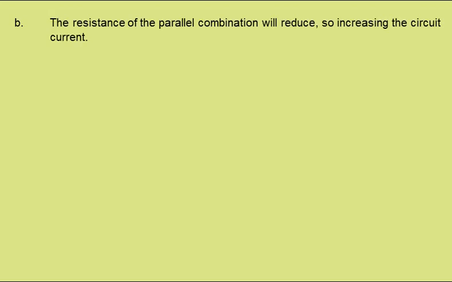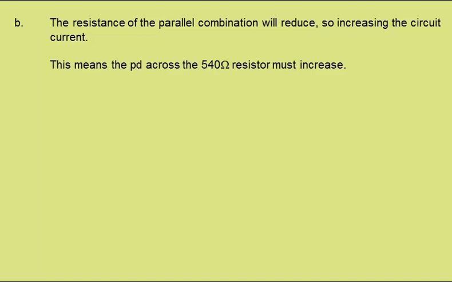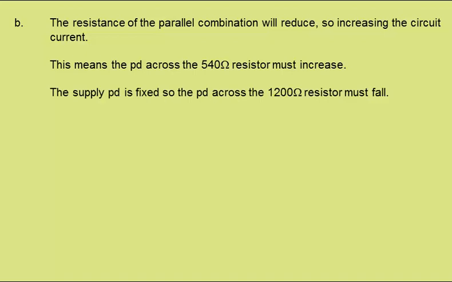In B, the temperature of the thermistor is increased so its resistance reduces. We need to state and explain what happens to the potential difference across the 1200 ohm resistor. Well, the resistance of the parallel combination will reduce, so increasing the circuit current. This means the potential difference across the 540 ohm resistor must increase. The supply potential difference is fixed, so the potential difference across the 1200 ohm resistor must fall.